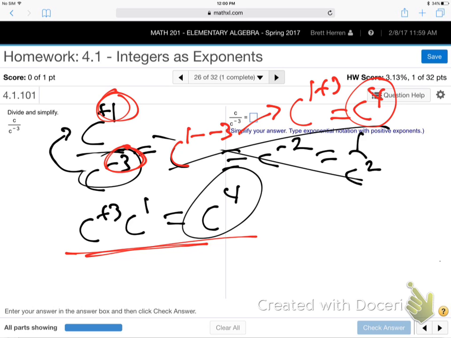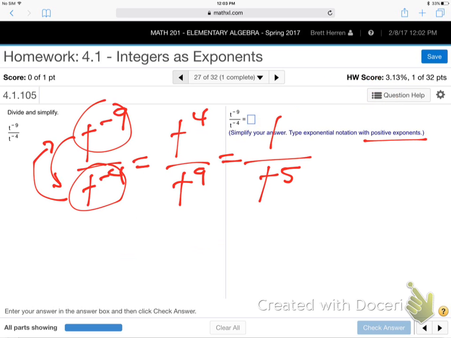So the bottom one jumped up and they were together on the top, weren't they? Both positive. But on this one, t to the minus 9 over t to the minus 4, they're both negative. They're both unhappy. They're both jumping on that one. Then they become positive, then you subtract the powers. Yeah?